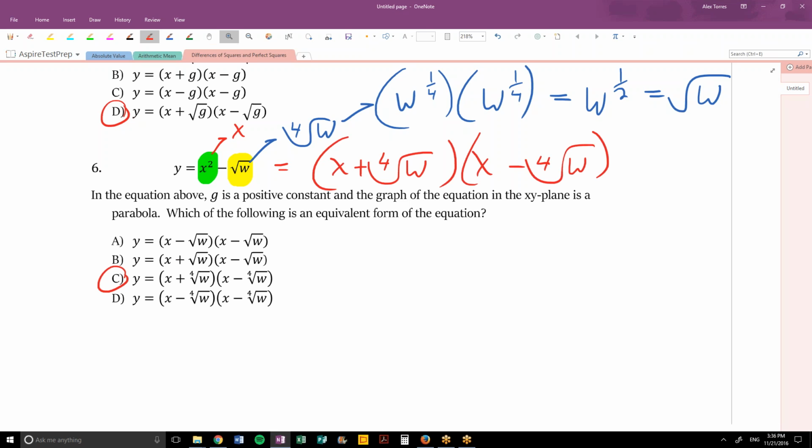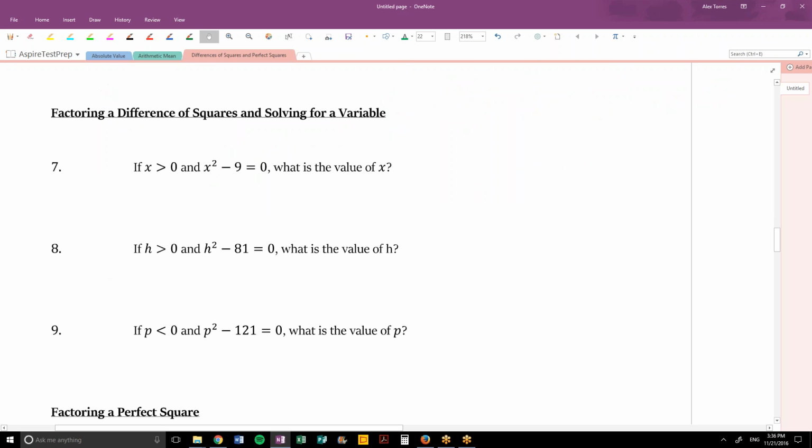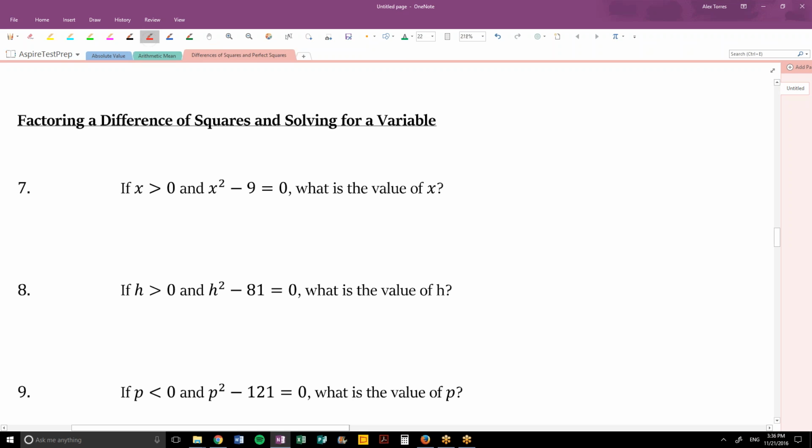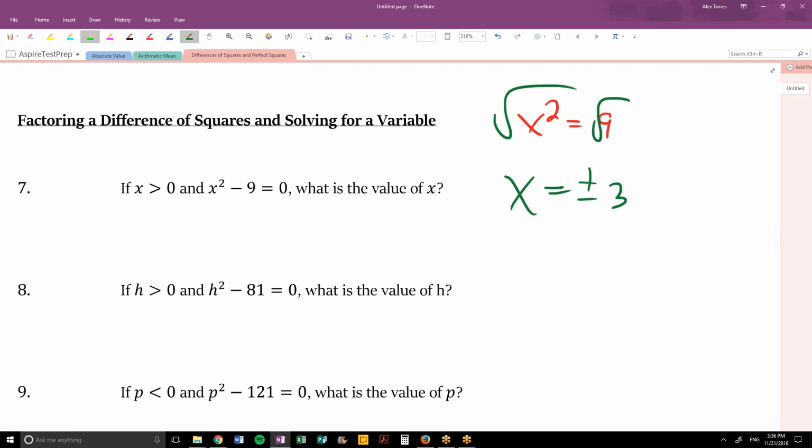Going over to number 7 now, we're solving for variables on these questions. So for number 7, we can just add 9 to both sides. X squared equals 9. Take the square root of both sides, and you get x equals not just 3, but plus or minus 3. So that's why it's important that they're telling us in the problem x is greater than 0, because that's telling us to pick the positive of the two answers, and x equals plus 3.